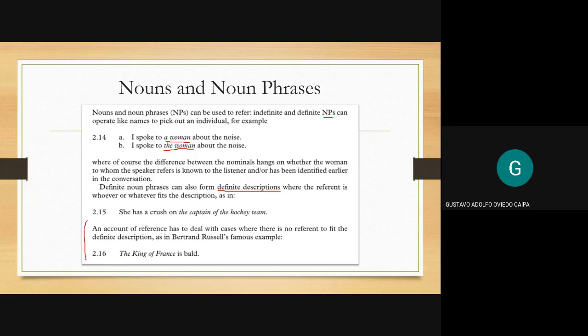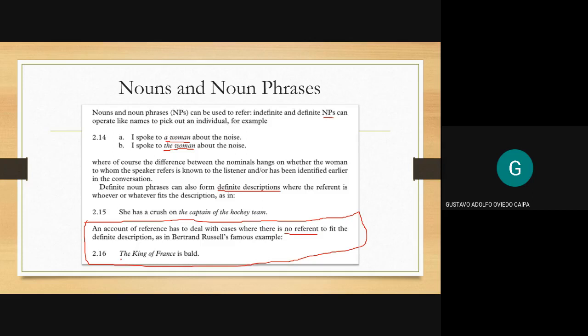And this is where I want to focus. This is the focus of this part at least. An account of reference has to deal with cases where there is no referent to fit the definite description. As in Bertrand Russell's famous example, the King of France is bald. Why is this concerning to this case right here? Because the King of France doesn't exist. So that means that a theory of reference has to deal with elements that don't have a referent in the world.